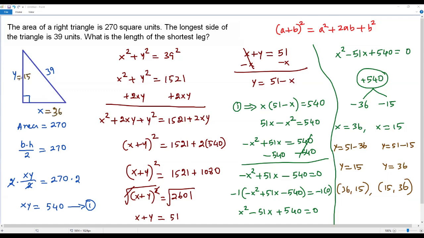So the lengths of the two legs of the right triangle are 15 and 36. According to the question, we have to find the length of the shortest leg. Of these two lengths, 15 and 36, the shortest leg is 15. Therefore, the length of the shortest leg of the given right triangle is 15 units.